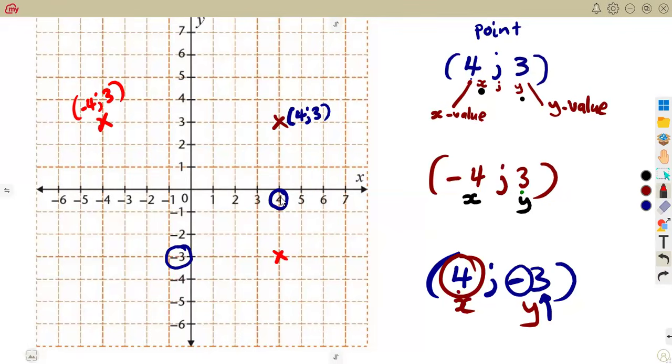4 representing x, -3 representing y. It's a point, that one. So that's 4, -3, which is this point here. You can even use just a dot like that. You can just put where I'm putting the x there. That's the point. They met here.